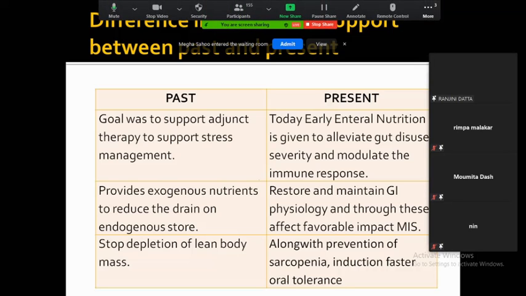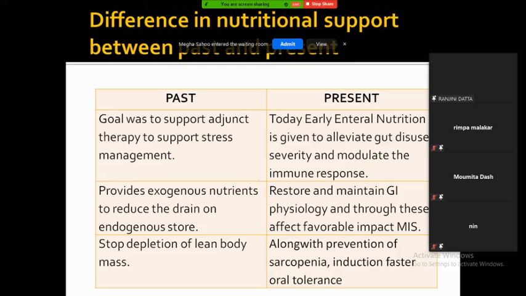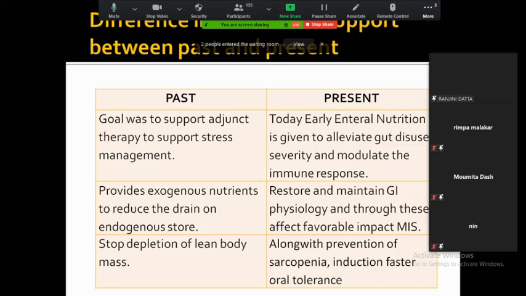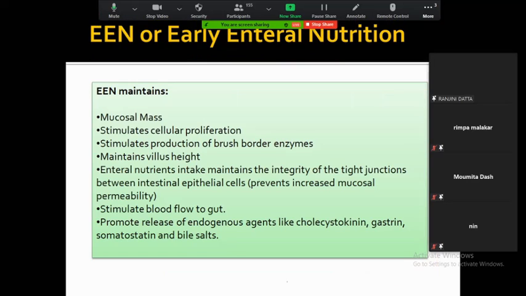What I mean by induction of faster oral tolerance is basically a process where the immune response is down-regulated to prevent excessive response to the various antigens which enter our body through food and which affect the bacterial flora in the GI system. This is basically what oral tolerance means, or how oral tolerance could be defined.